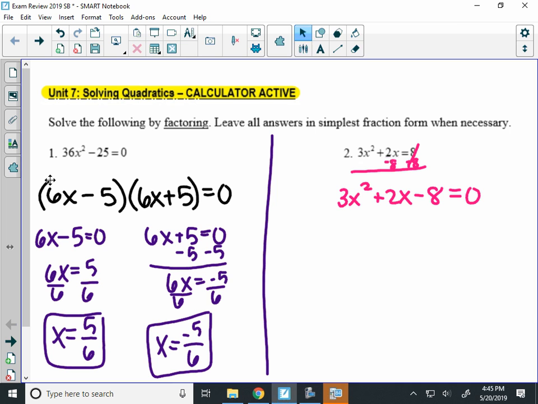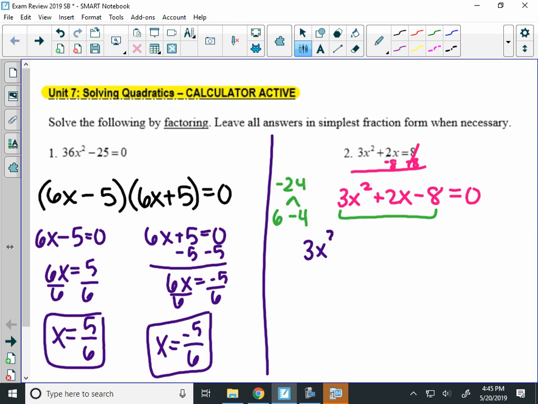Now I have a trinomial, which I can factor by splitting the middle. 3 and negative 8 multiplied to negative 24. Two numbers that multiply to negative 24 and add to 2 are 6 and negative 4. When I split the middle here, I'll have 3x squared plus 6x minus 4x minus 8. I'm going to group and pull out the GCF for each group.